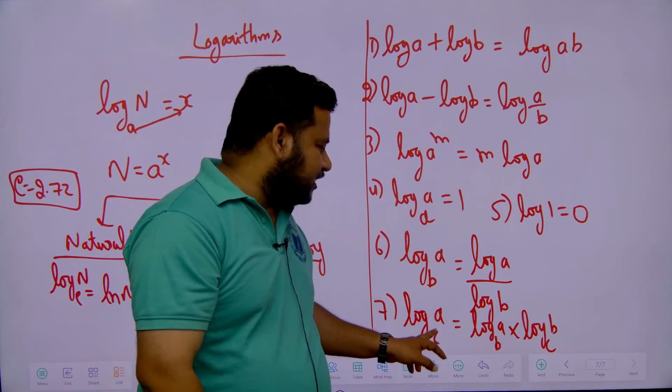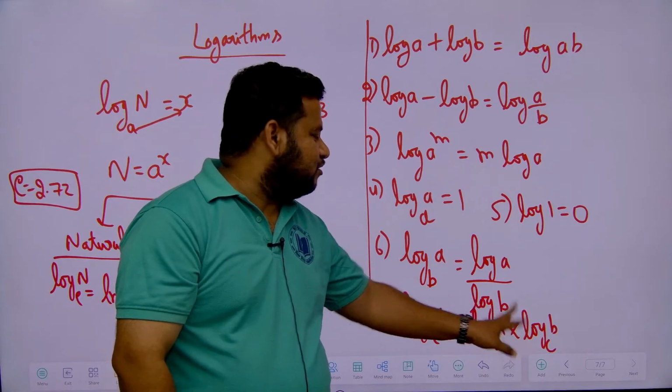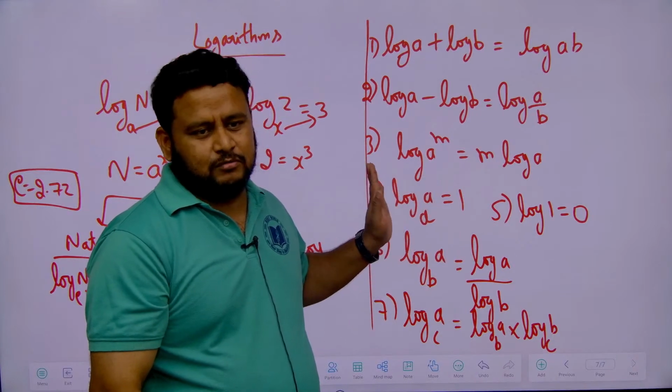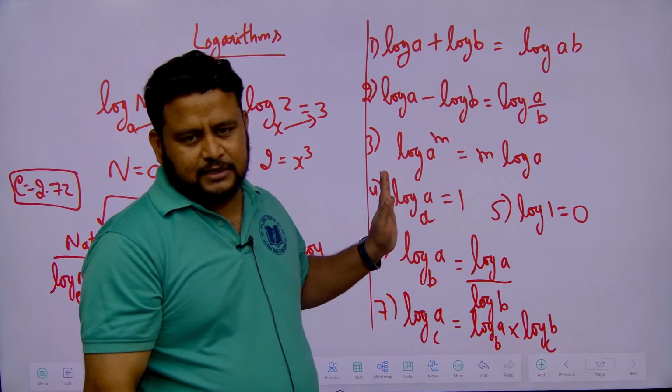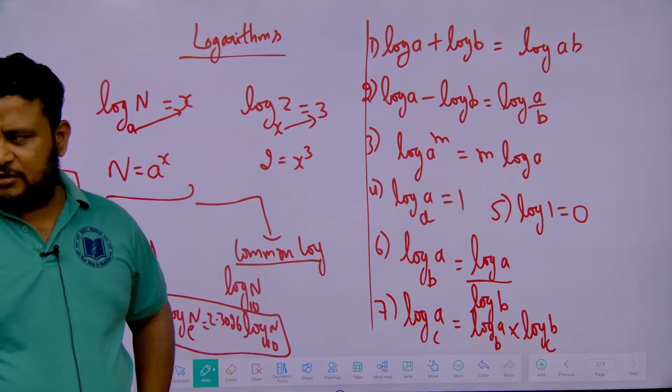Anyways, log a to base c can be written as what? Log a to base b into log b to base c. These are the important properties or results which you have to know when it comes to logarithms. Clear? Make a note of it.